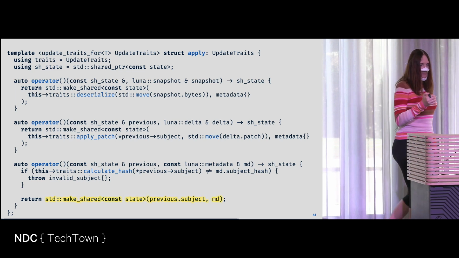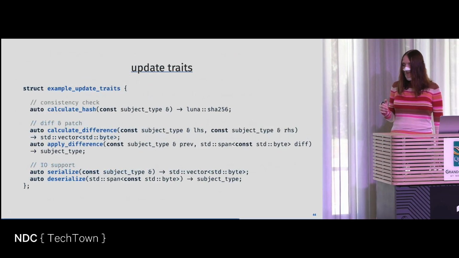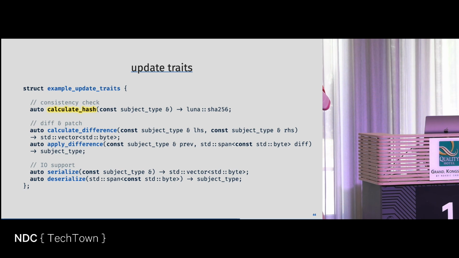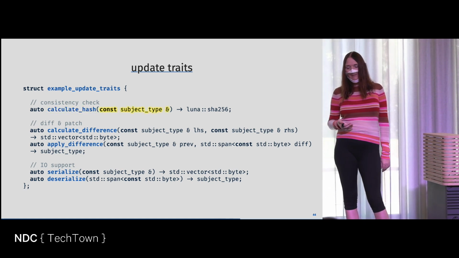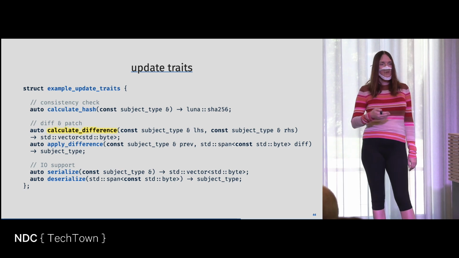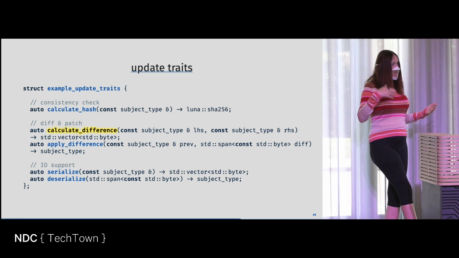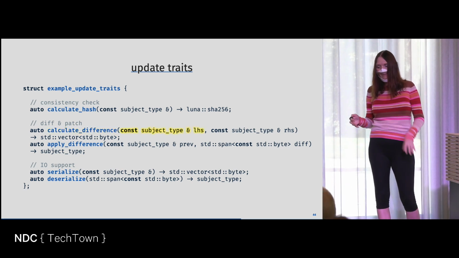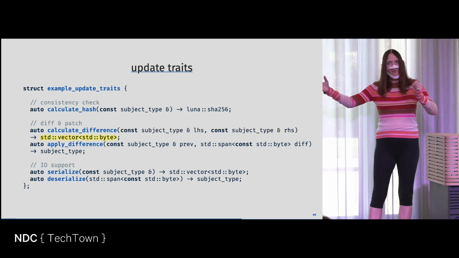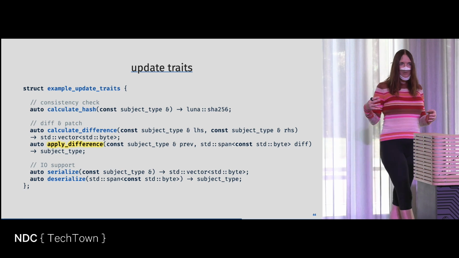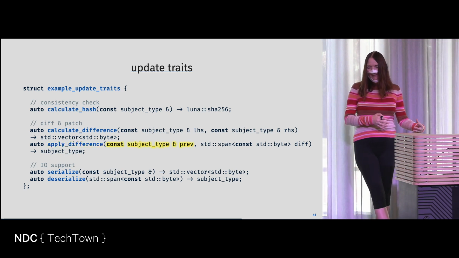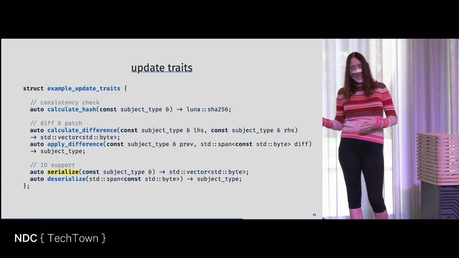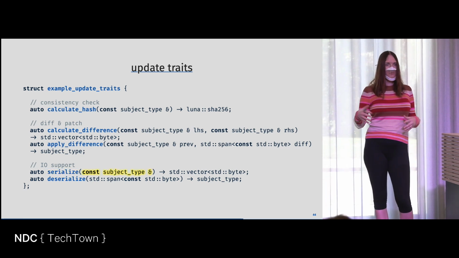And that's all. Okay. And the update traits look like this. It's just some example. You need to somehow calculate a hash for consistency, and return some hash. You need to calculate the difference between two states. When you are building the graph, you actually share the code in the producer and in the consumer, which is awesome. And return just a blob of bytes. And you need to be able to apply the difference. So you will take the subject and apply the difference from the previous function, and you will get a new subject. And you also should be able to serialize and deserialize it, so it can be stored.